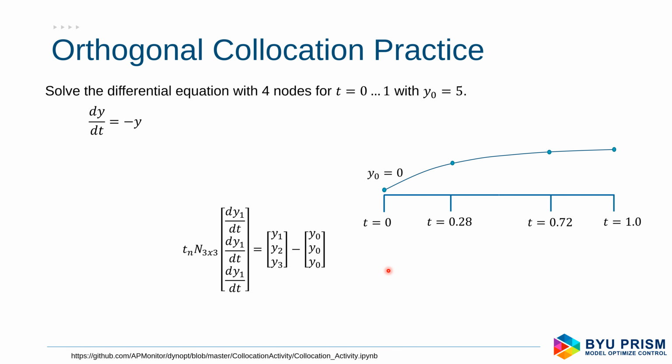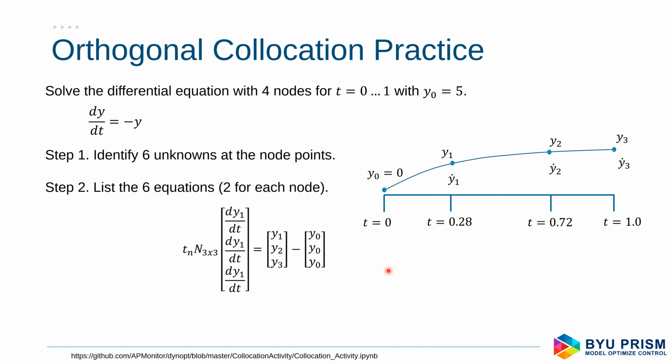All right, so the first one, we're going to solve this differential equation with 4 nodes for t equals 0 to 1 with y naught equals 5. First of all, we're going to identify the 6 unknowns at the node points. All right, there are our 6 unknowns. Then we want to list the 6 equations. This is going to be 2 for each node.